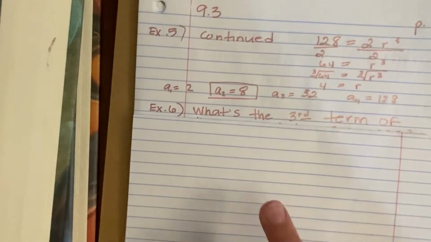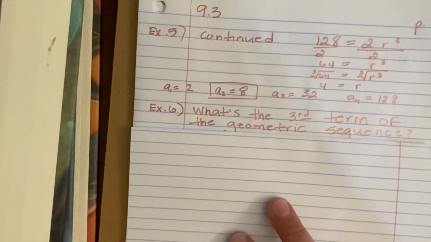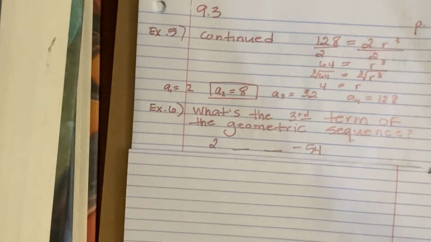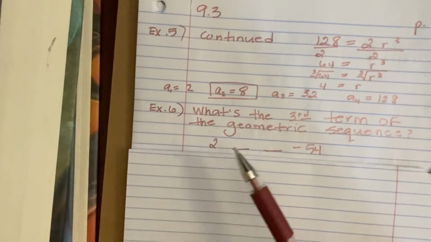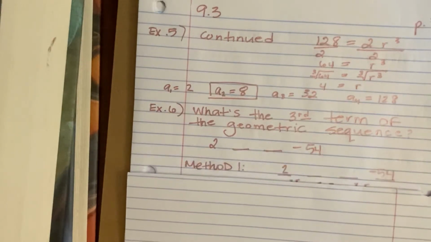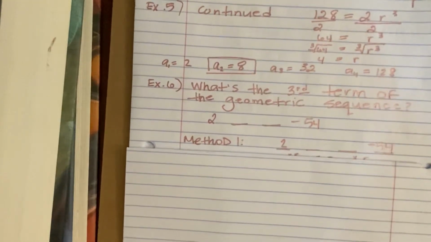Example 6. Similar problem to the previous. What is the third term of the geometric sequence? Okay. So I have 2, blank, blank, negative 54. The difference between examples 5 and 6 is that number 6 has a negative term. Okay, so again, I'm going to work through the two different methods.